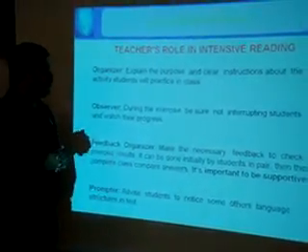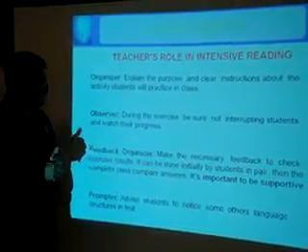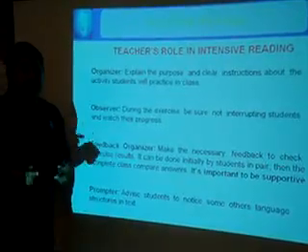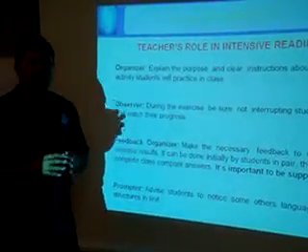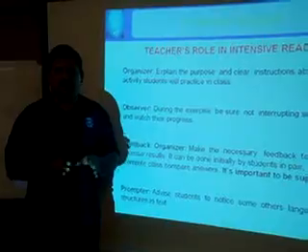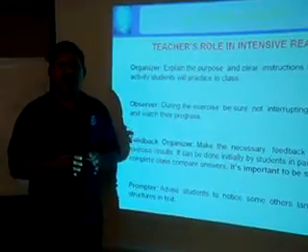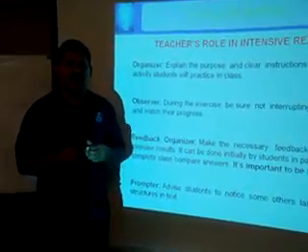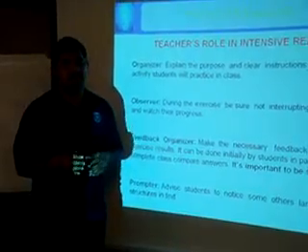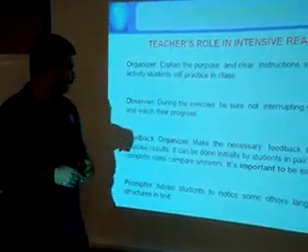Observer. During the exercise, be sure not to interrupt students and watch their progress. This is also important. You shouldn't disturb students. Just watch them and try to see the advance they are making during the exercise.